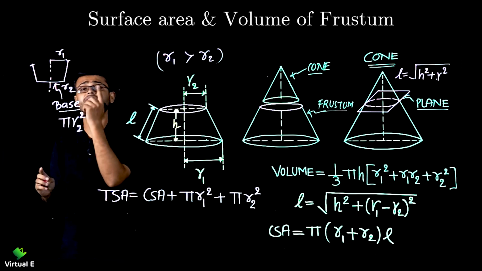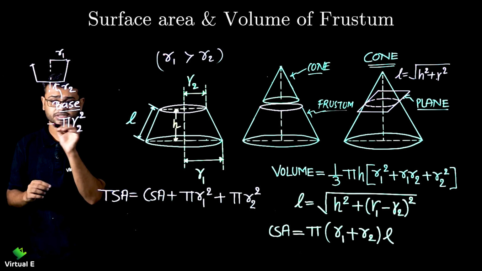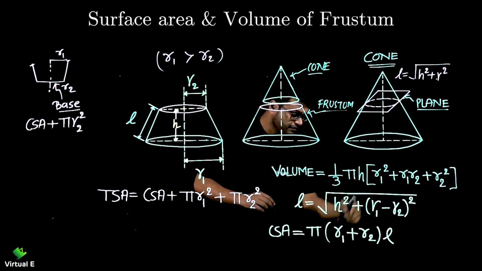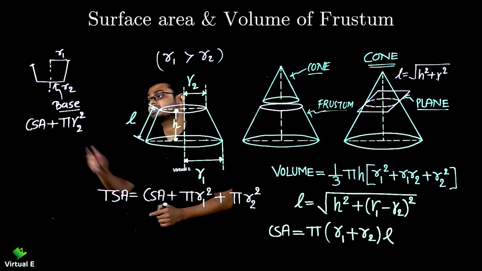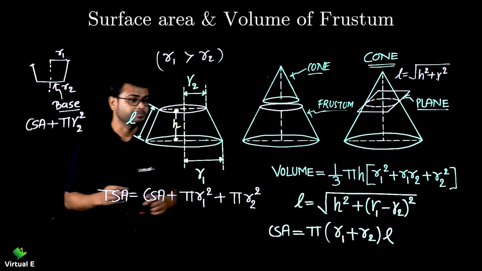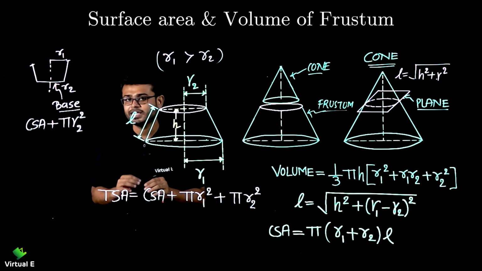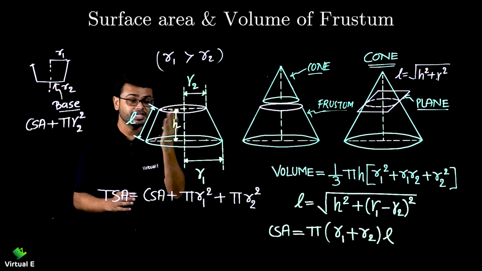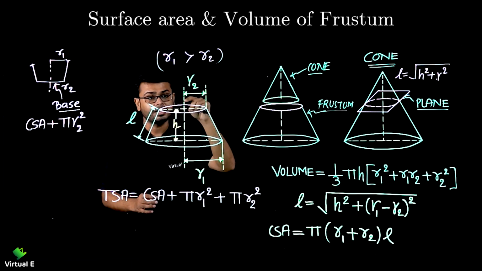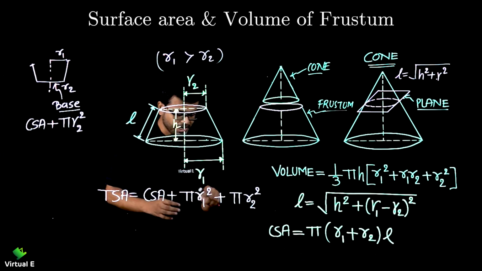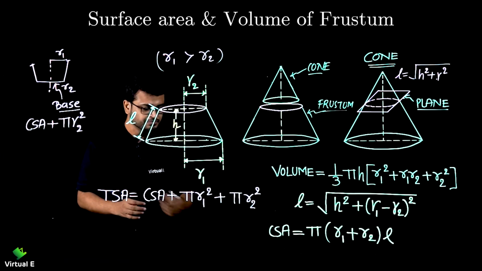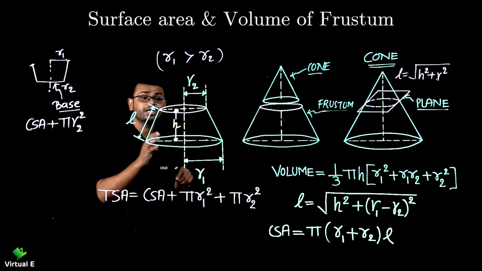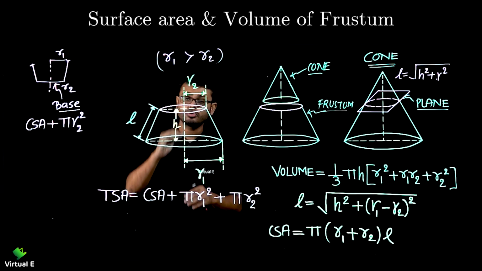Then curved surface area, we need to count it. So along with this, we will be needing CSA. That is pi into R1 plus R2 into L. So that is CSA plus base, that is pi R2 square. Now suppose I want the TSA, total surface area. So first of all, I will be taking CSA, curved surface area, plus top area plus bottom one. So see, pi R1 square, that is the area of the bottom circle, plus pi R2 square, that is the area of the top circle. So if we want the TSA, we need to add both of the areas.